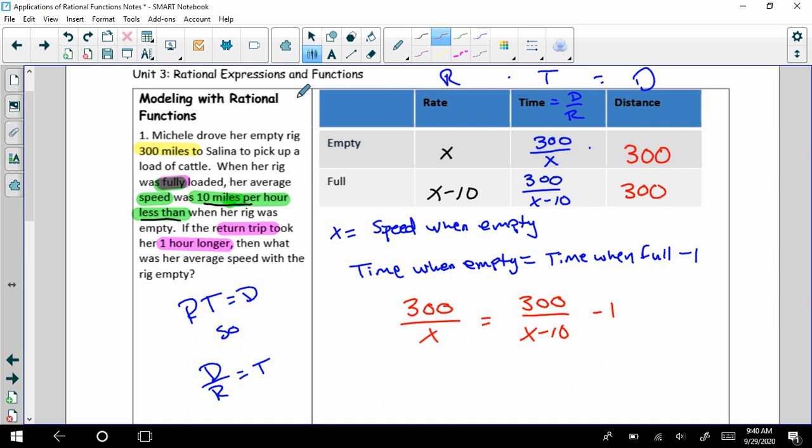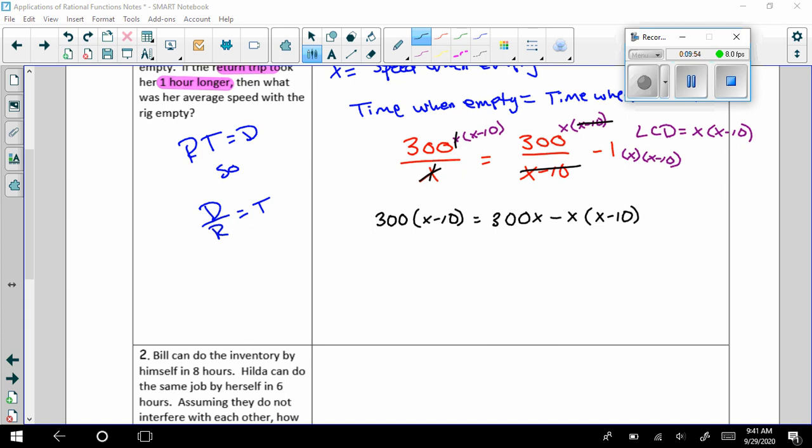All right. So now that this problem is set up, it is a rational equation. So I want you to go ahead and calculate the LCD and try to solve this one out for x. Okay, so your LCD should be x and x minus 10. We don't need to worry about that 1. We're just looking at the denominators. So we multiply through by everything.